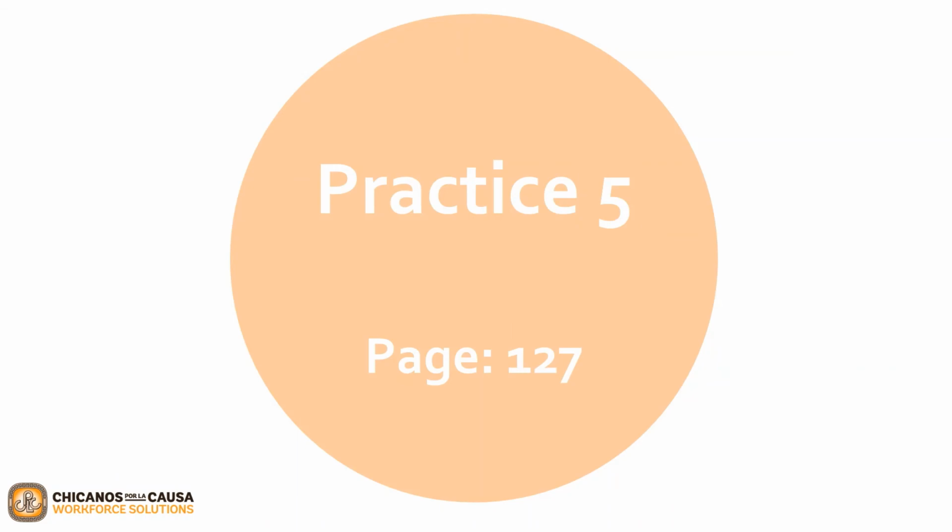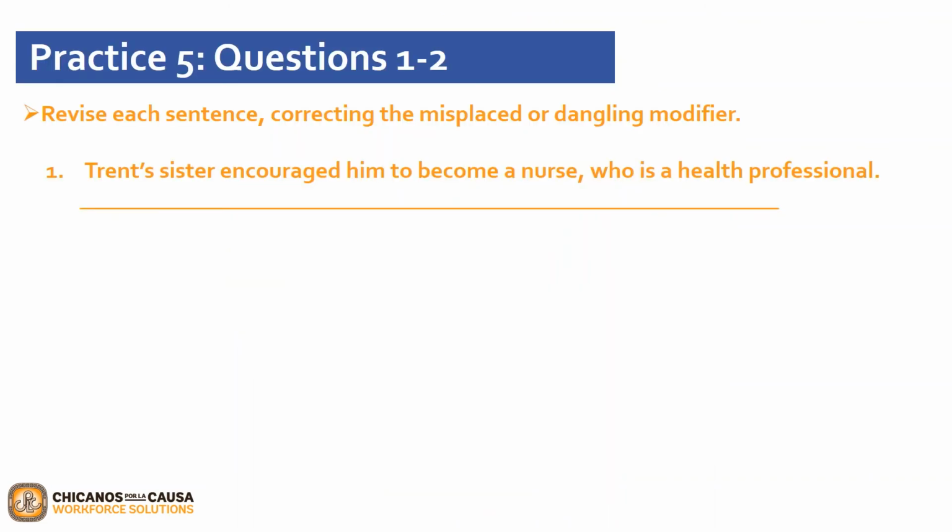Now that we've gone through modifier ideas, let's do practice 5 found on page 127. Before you start on practice 5, I would advise that you have a pen or pencil and a sheet of paper next to you so you can answer the following 2 questions. Our first question states, Trent's sister encouraged him to become a nurse, who's a health professional. How would you rewrite this sentence?